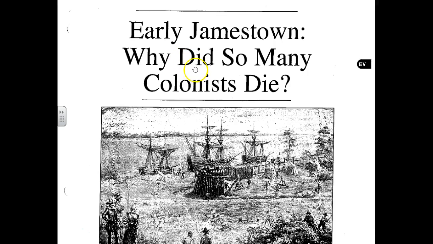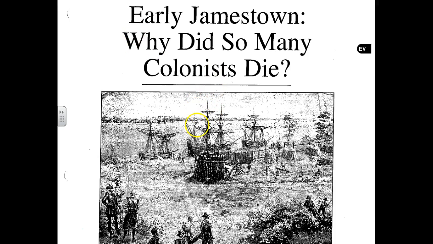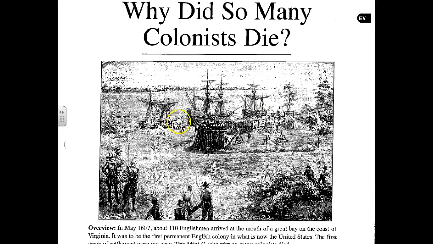The title suggests that a lot did die. It's not a question of answering did a lot of people die or did not a lot of people die. The question is pretty much stating that many did die. Our task is to answer why did so many of them die. And if you look at the picture here, this is going to give you an example of the early settlement at Jamestown, which was established in 1607 by the Virginia Company.